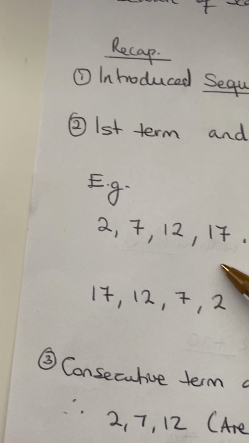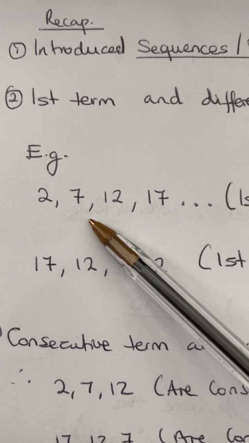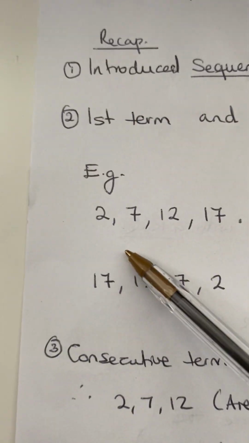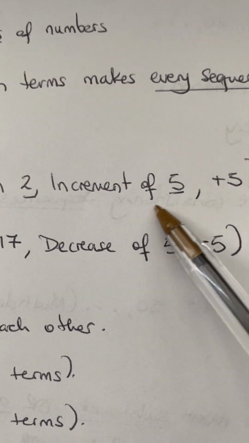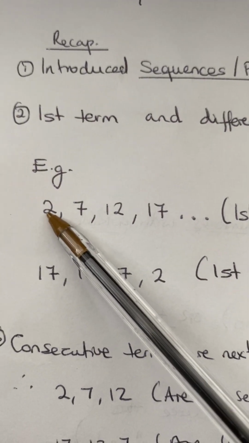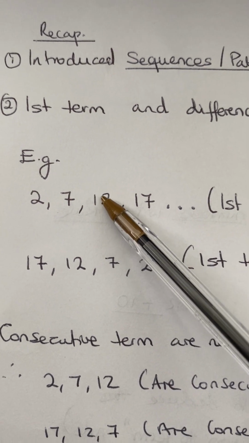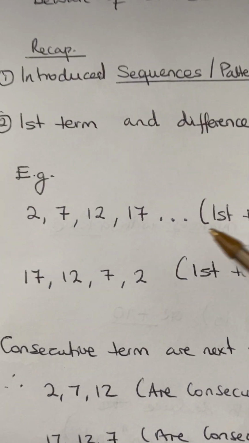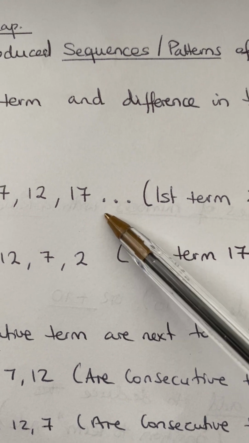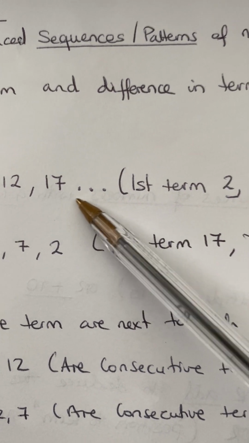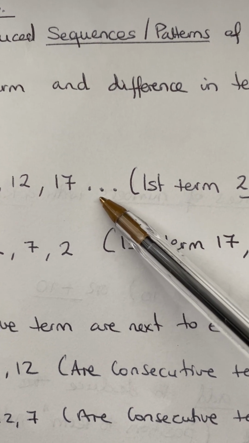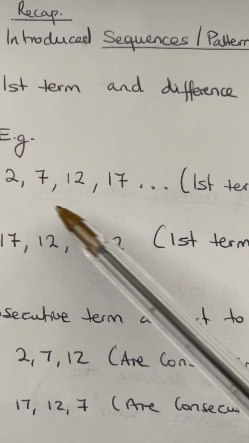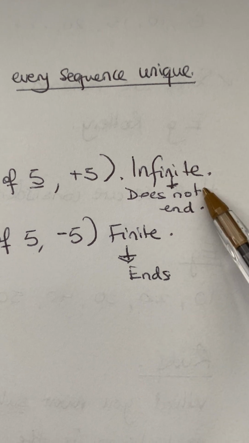So for example, 2, 7, 12, 17. The first term here is 2, and it's an increment of 5. So 2, 7, 12, 17. So the rule here is plus 5. And this is infinite because it goes on and on. It doesn't end. So we use 3 dots to denote that. And you separate each number by a comma.